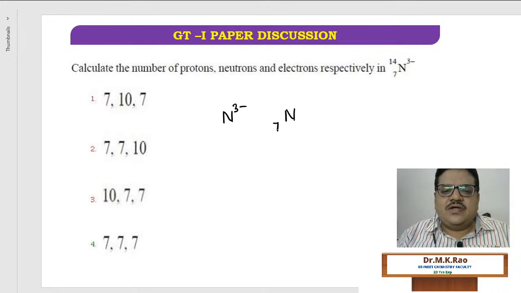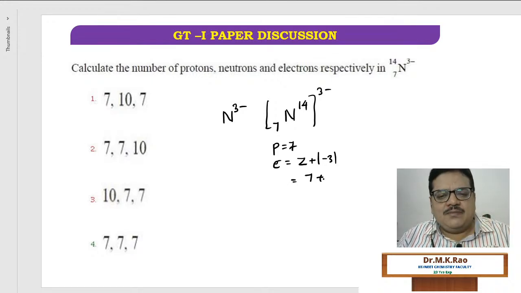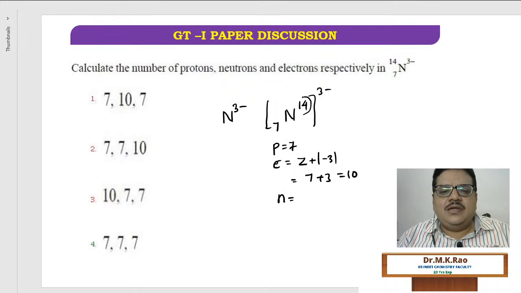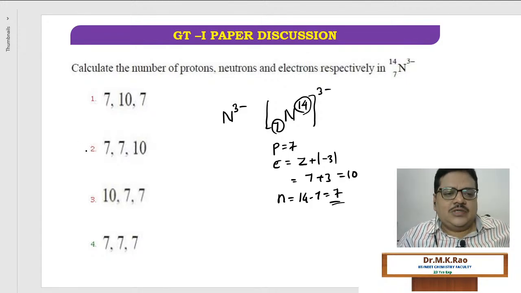Atomic number is 7, mass number is 14. They are saying charge minus 3. So, protons equal 7. Number of electrons equals atomic number plus modulus of charge value, which is 7 plus 3, so it is 10. And neutrons equal A minus Z, which is 14 minus 7, so it is 7. So what is your option now? Option 2 is your correct answer.